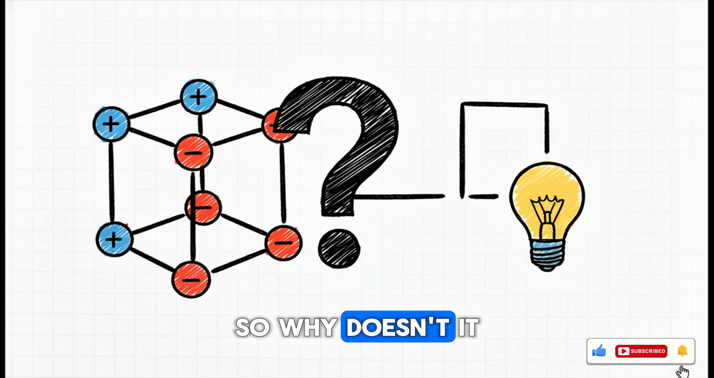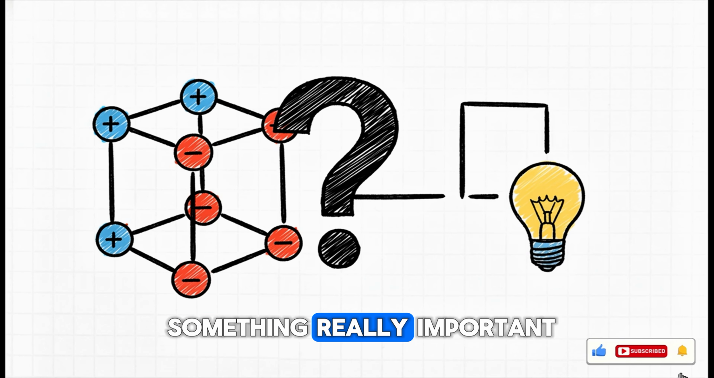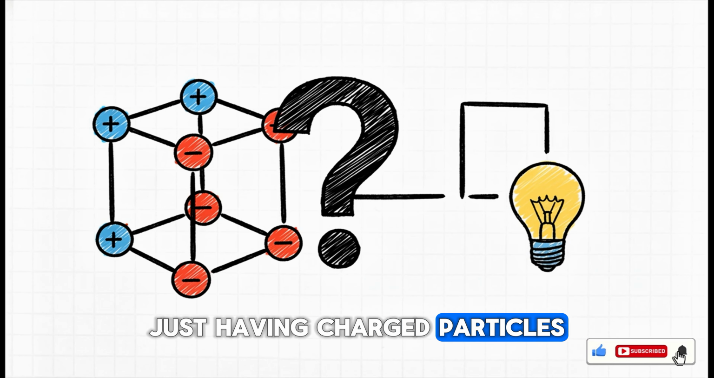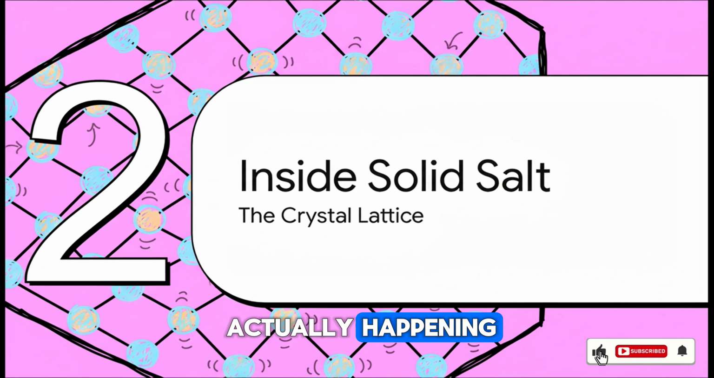So, why doesn't it conduct electricity? It feels like it should. This tells us something really important. Just having charged particles isn't the whole story. To get our answer, we have to zoom way, way in. We need to look at what's actually happening inside a solid crystal of salt. The secret, it turns out, is all in its structure.